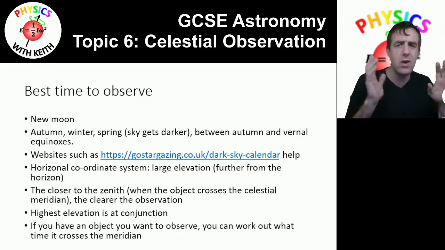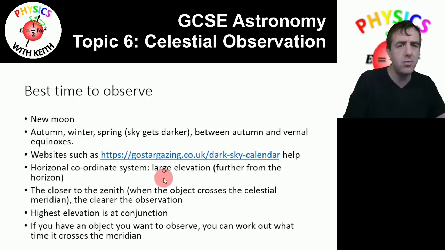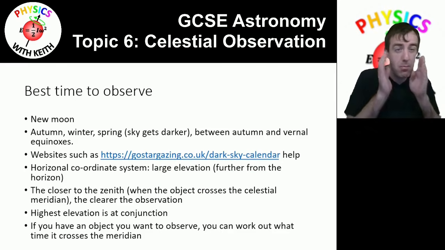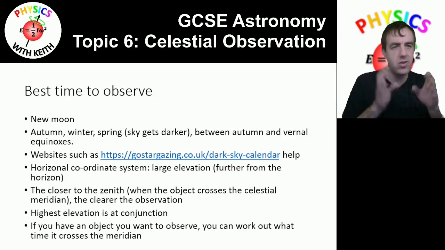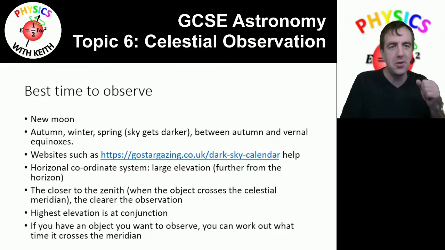And there are some great websites you can go to. I'm not endorsing this in a sense. I just found this by Googling it. But if you go to the Dark Sky Calendar, it will tell you the best times to do observations when the sky is darkest. Really good to look it up before you go out with your telescope or even doing some naked eye observations.